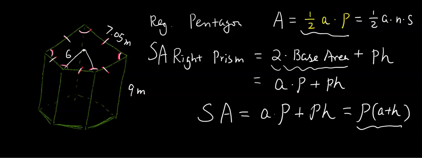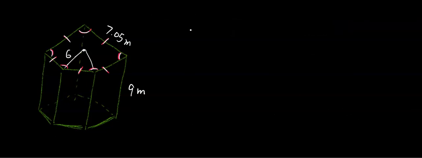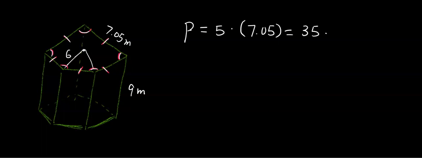All right, we're going to erase all this formula because I'm sure you understand how to use the formula and its meaning. Now we can go ahead and plug in what we have and calculate this prism's surface area. All right, here we go. We need the perimeter. Perimeter is 5 sides times each side, which is 7.05. Therefore, we have 35.25, and that's meters.